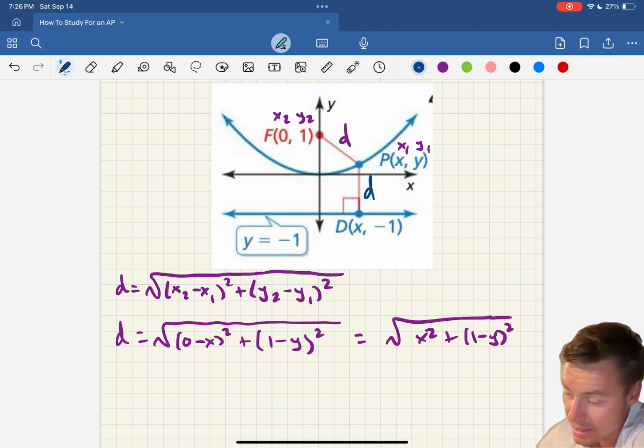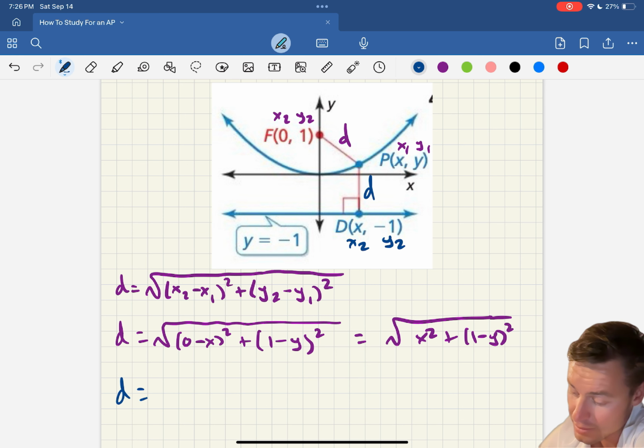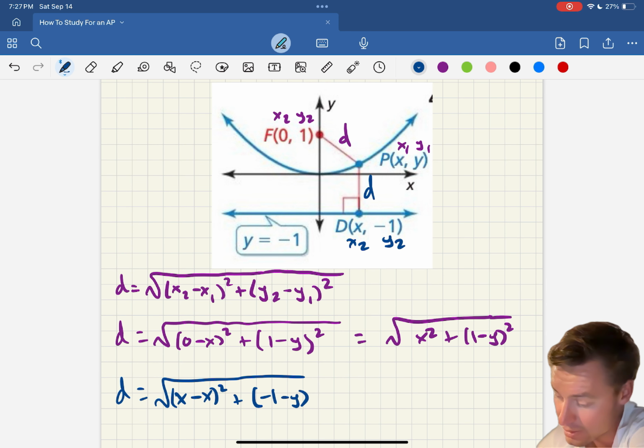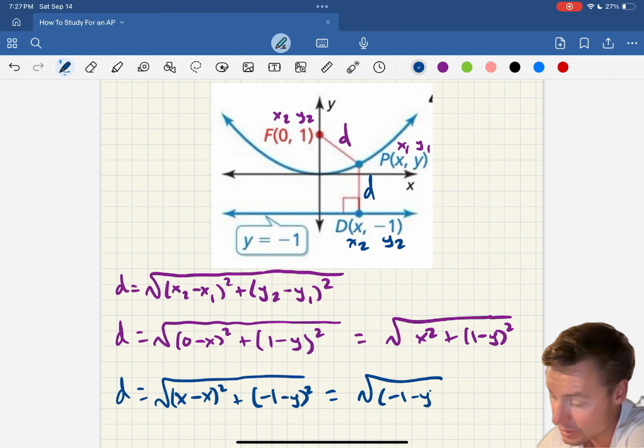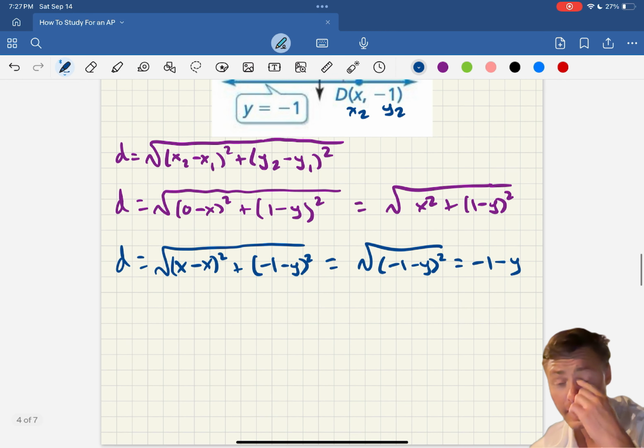So my distance there would be, let's define my x2 and my y2. These are now my x2 and my y2. d would be the square root of (x minus x) squared plus (negative 1 minus y) squared, which if I simplify that, that's just 0 squared plus the square root of (negative 1 minus y) squared, which is just negative 1 minus y.